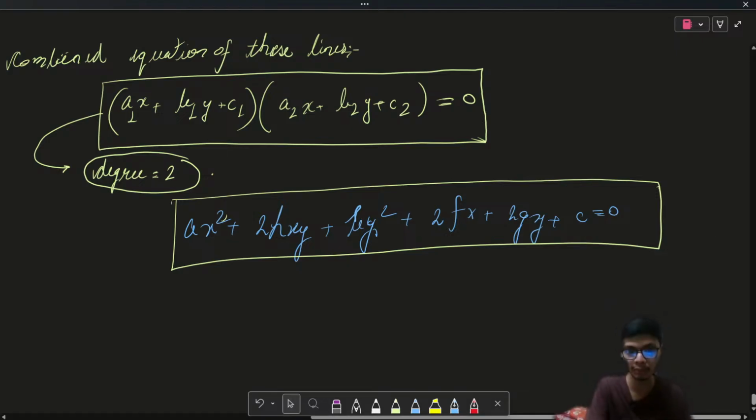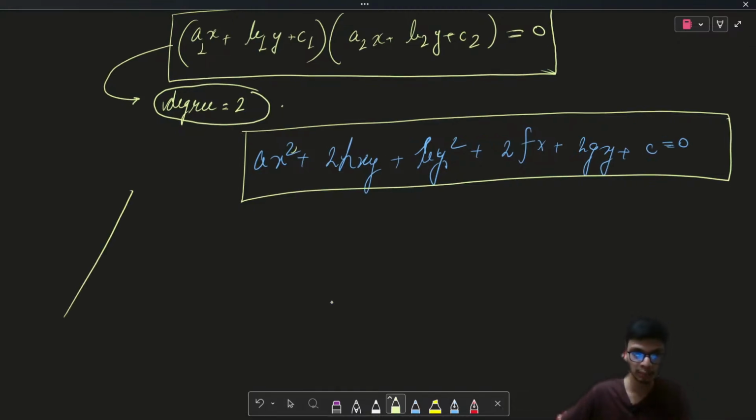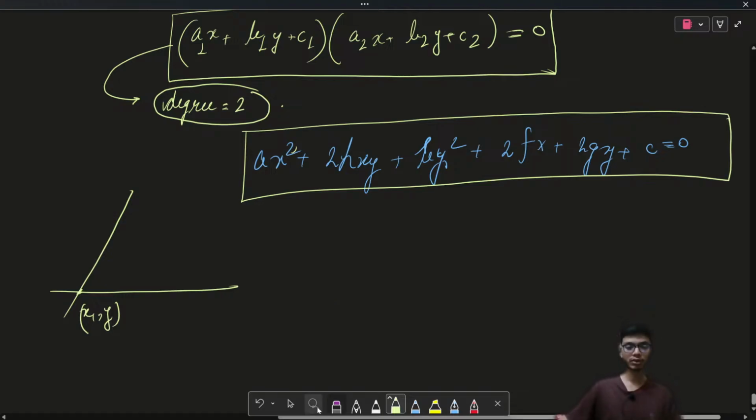But what you also have to note is that these two lines are meeting, having a point of intersection at some point, let us say some x comma y, right? So it is having some point of contact at x comma y, or let us say this is my point of intersection x comma y, right?